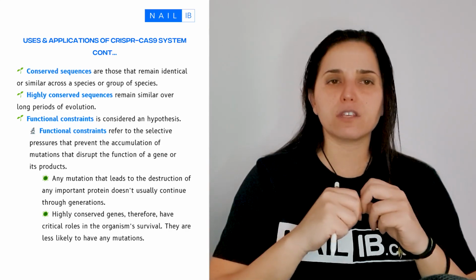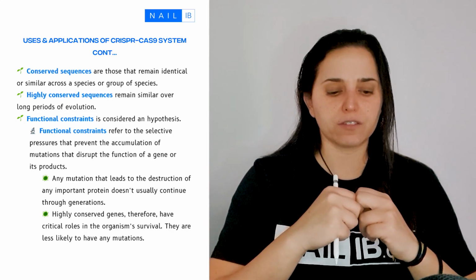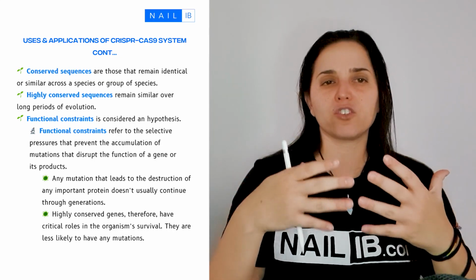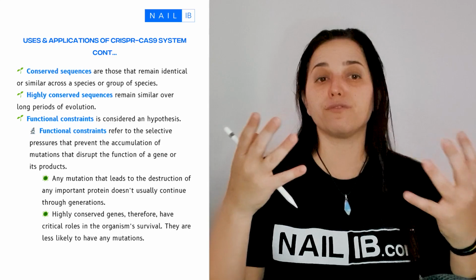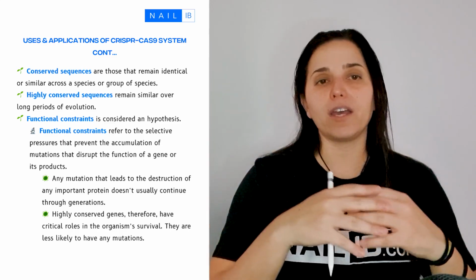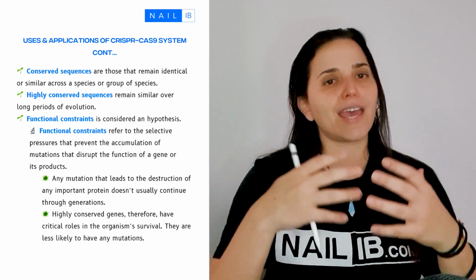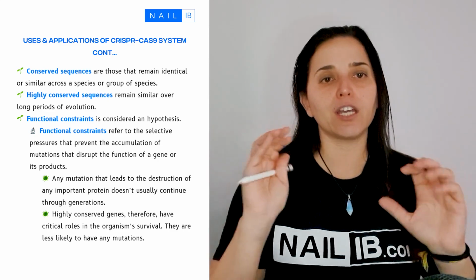Now, we have this hypothesis, which is known as Foster constraints, which means that because of selective pressure, any kind of mutations that happen in a gene will not survive. They eventually will die, right? The selective pressure will not allow you to stay with that kind of mutation. It says, hey, you mutated, now you're weakened, you're dead.